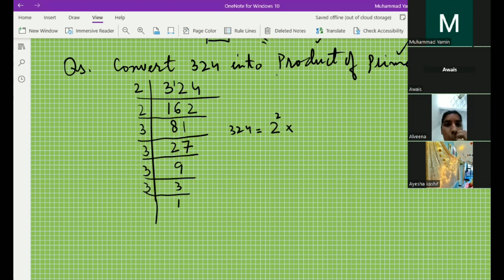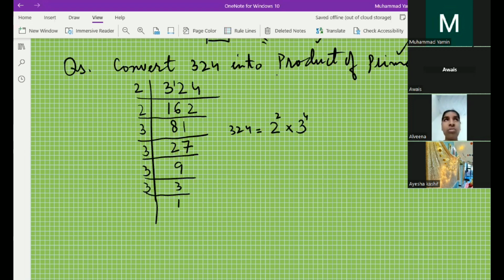Then 3 is appearing here 4 times, so it will be 3 to the power 4. 2 square into 3 to the power 4. These are the product of the prime factors. If you multiply them together, you will end up with 324. You can see that all of them are prime numbers and they are all the factors of 324.